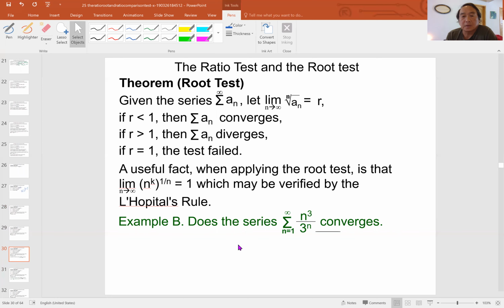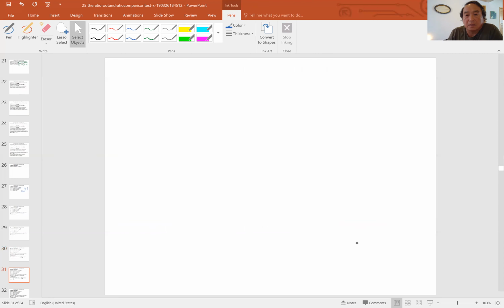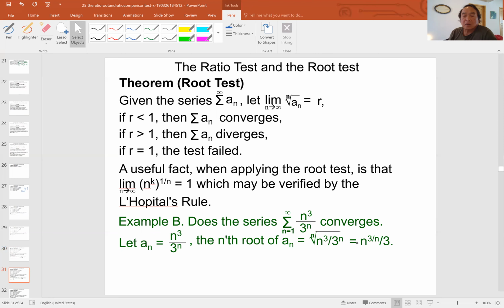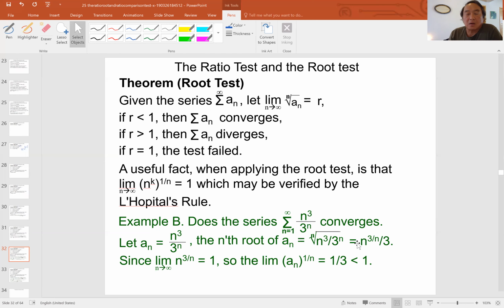So here, there's a problem. Does this one converge? Well, notice the 3 to the n. If I replace this by the nth root, then the 3 comes out. Then the question is, of course, what's the limit of the top, n cubed to the 1 over n, and that's what we invoke. This says the limit of that is 1. So therefore, the nth root is 1/3.